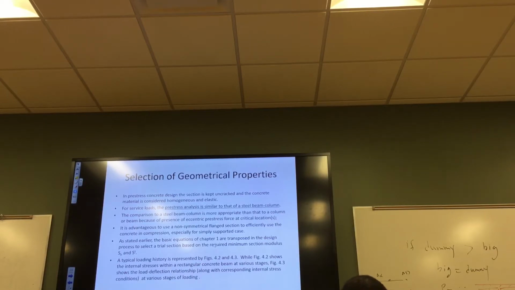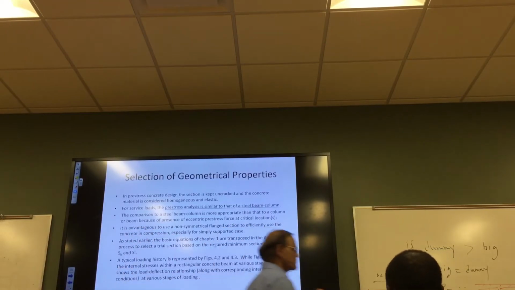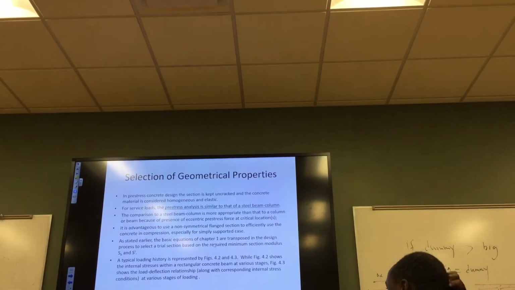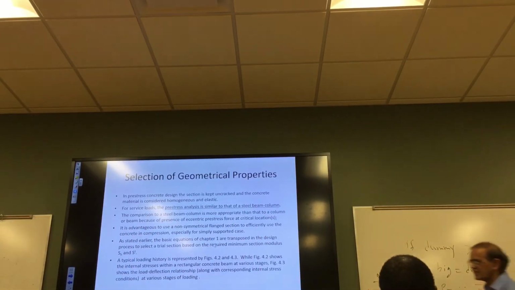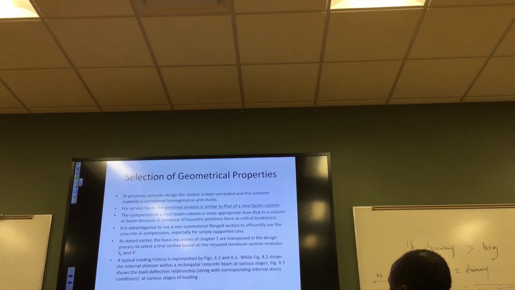Everybody remembers that? Yes? T-beam, neutral axis is usually in the slab. So what happens is that, okay, let's go back to that. Why is a non-symmetrical section more efficient? Anybody want to explain that? You are graduate students, so you might have heard that before, right? You remember hearing about this?